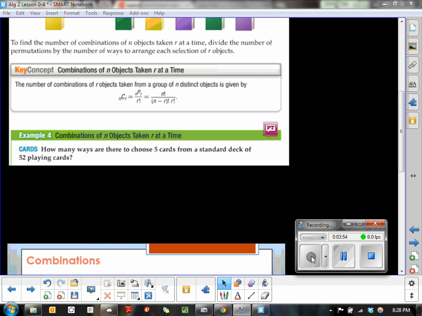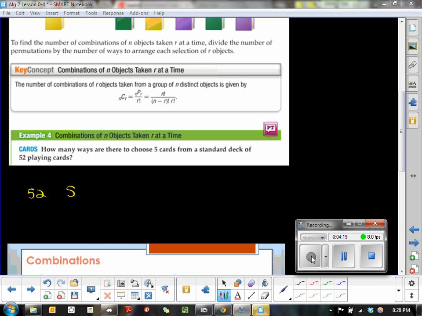Give me a second. Okay, so example number 4. How many ways are there to choose 5 cards from a standard deck of 52 playing cards? Okay, so we're going to choose from 52 cards. We only want 5 of those cards. So one of the things we've got to do is figure out, when we're playing cards, does it matter what order we get the 5 cards, or do we simply pick up the cards and rearrange them wherever we want? And typically that's how games are played.